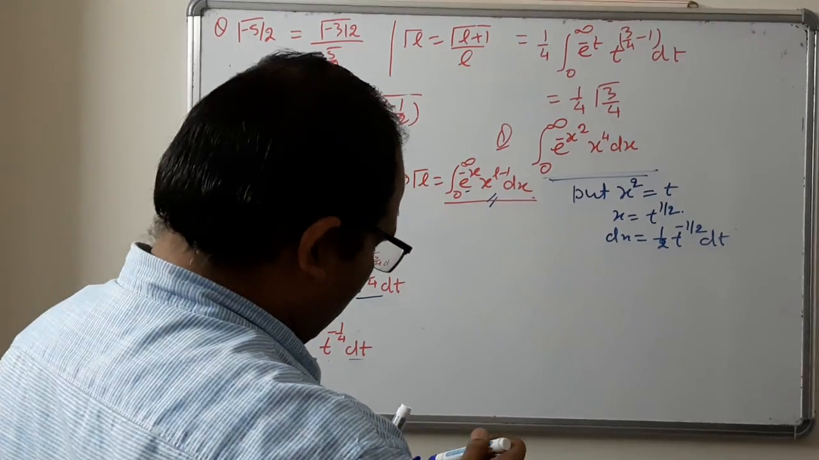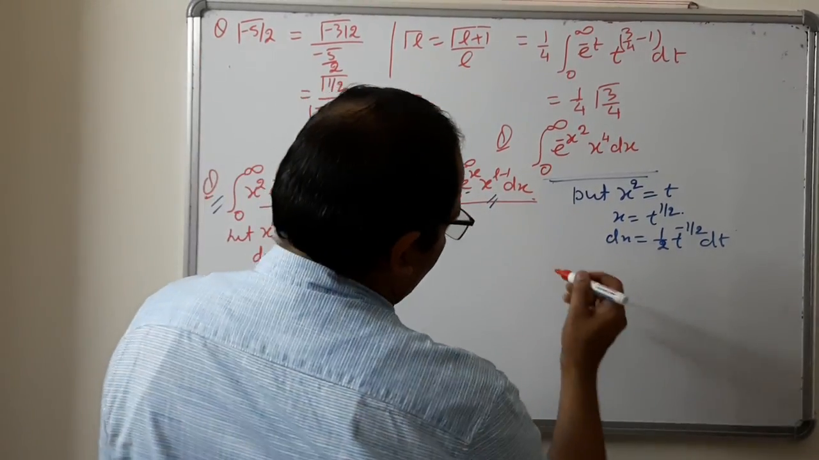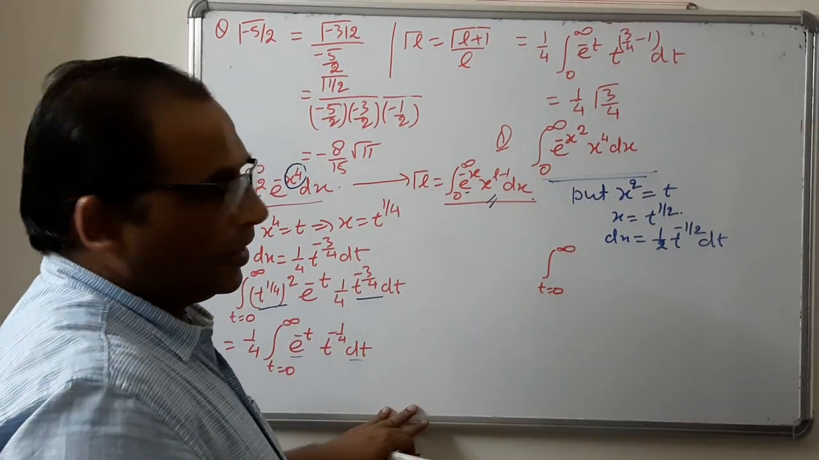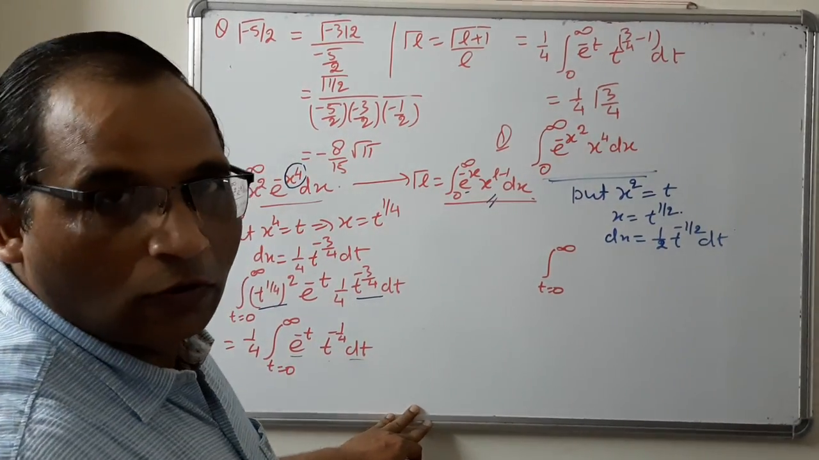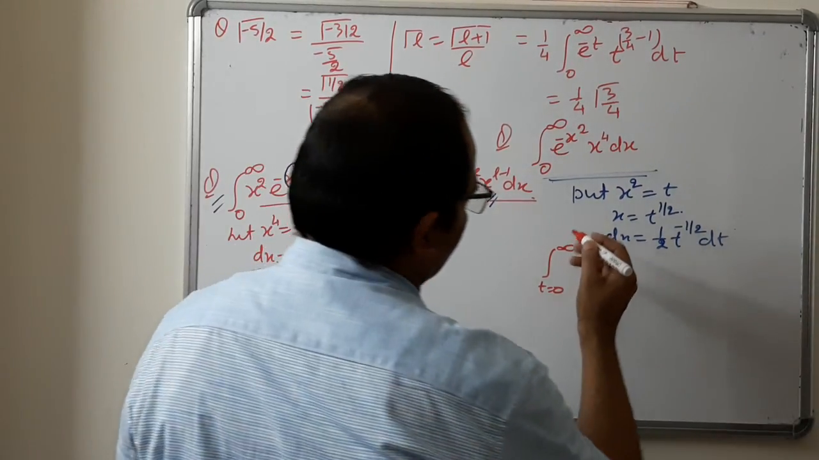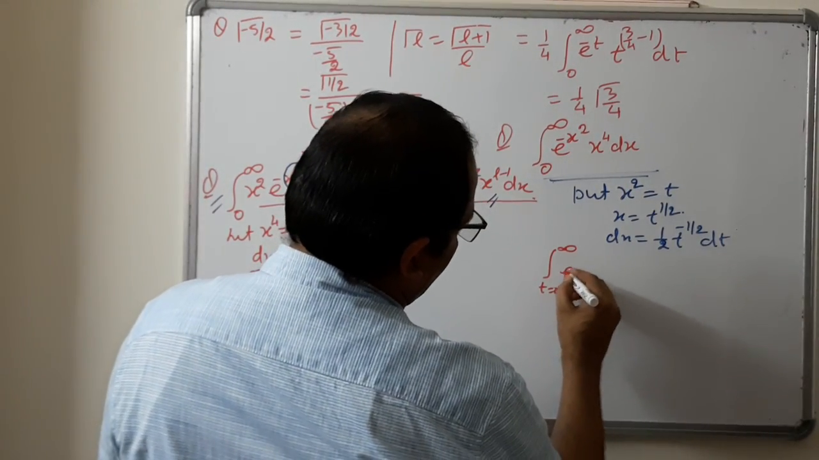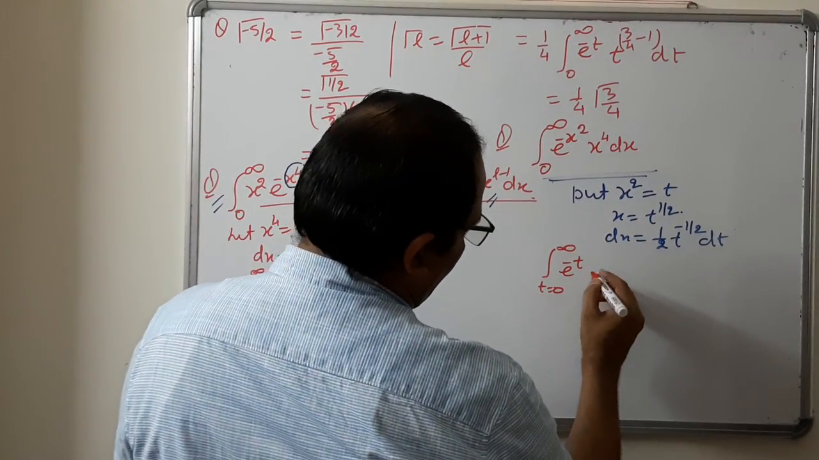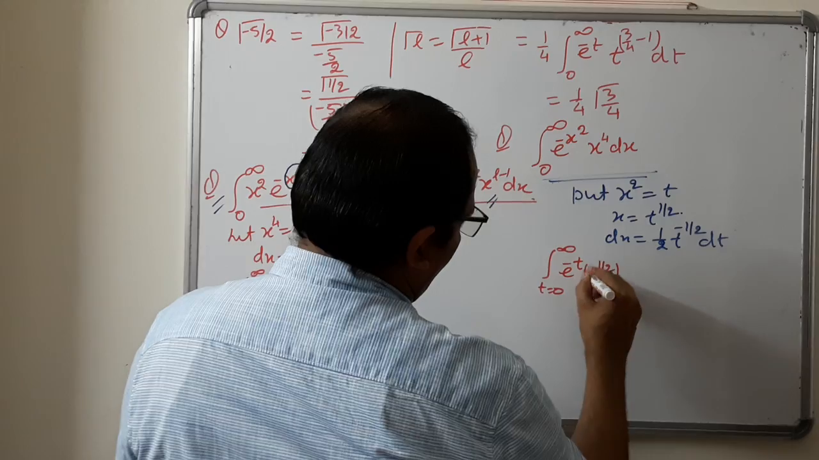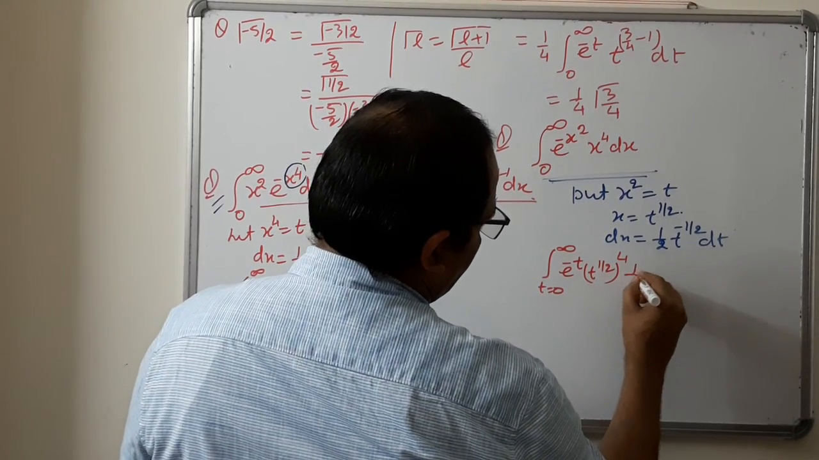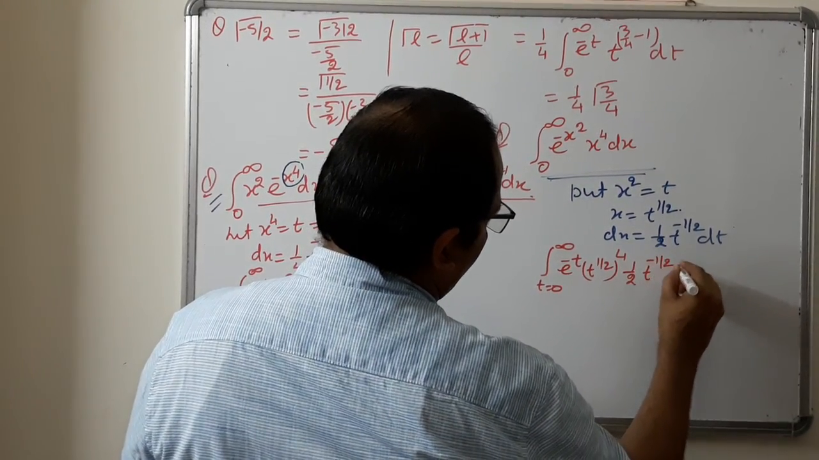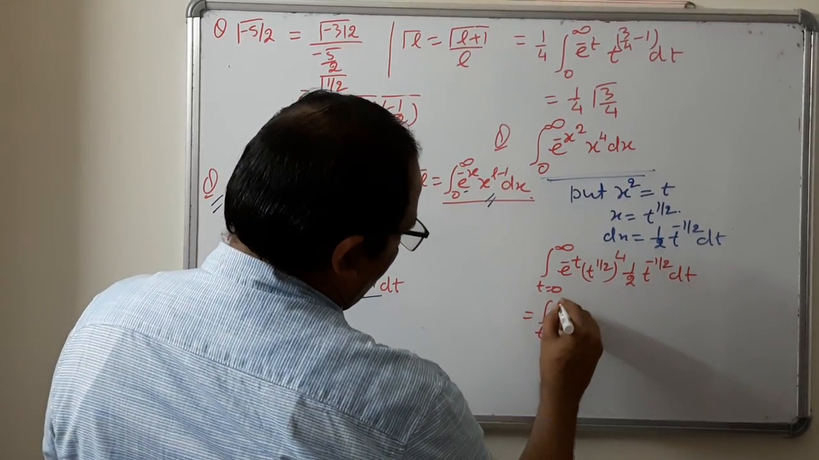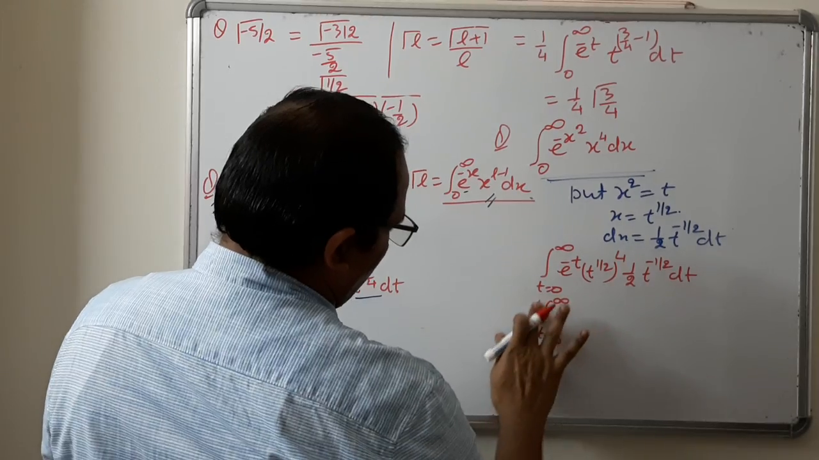Put the value here, so we get the integral with t from 0 to infinity, because the limits will be the same: as x² = t, x = 0 gives t = 0, and x = infinity gives t = infinity. So e^(-x²) is e^(-t). x⁴, what is x? x is t^(1/2). Write here (t^(1/2))⁴, and this is (1/2) t^(-1/2) dt.